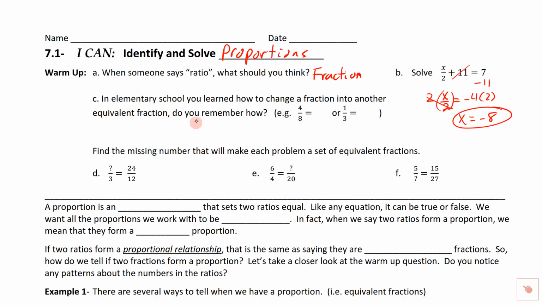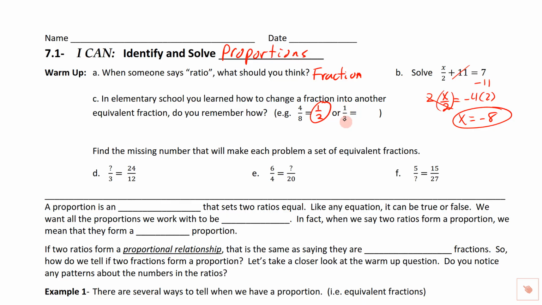another equivalent fraction. It says, do you remember how? So let's stop and think about this. How would we change this into another equivalent fraction? Well, on this one we'd probably just reduce this. So 4 goes into here once, and 4 goes in here twice. So we end up with 1/2. So one way we can do this is we can divide the top and bottom by the same number.